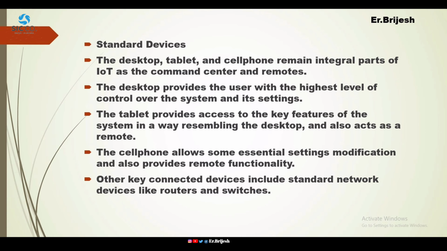Standard devices are also important in IoT, like the desktop, tablet, and cell phone, which remain an integral part of IoT as a command center and remotes. As we know, when we have to operate the IoT system, we need standard devices like desktop and tablet or a cell phone. The desktop provides the user with the highest level of control over the system and its settings. The tablet provides access to the key features of the system in a way resembling the desktop and also acts as a remote. The cell phone allows some essential settings modification and also provides remote functionality.